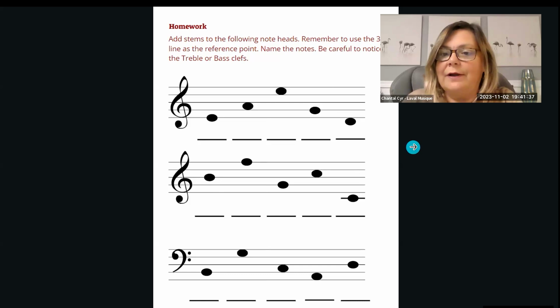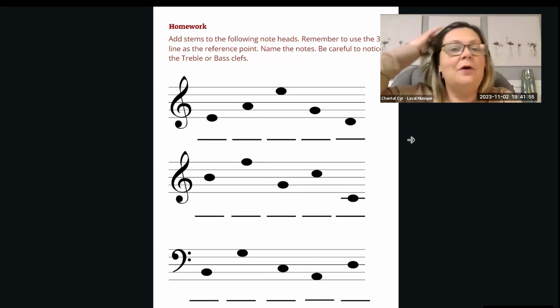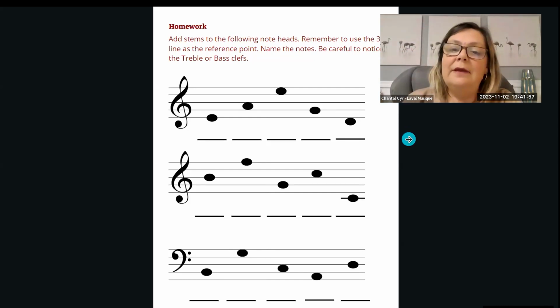This is going to be the homework. Now, to find this homework, what you're going to do is go into your student portal, and it will be in the online resources. If you don't have access to the student portal, send us an email at info@lavalmusique.com, and we will resend it to you. It was sent to you when you signed up, but we will resend it. You may have lost it in your email.